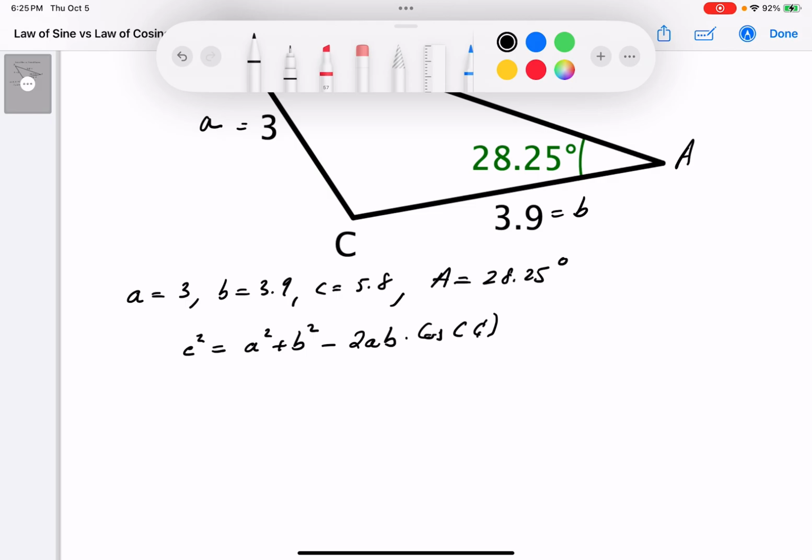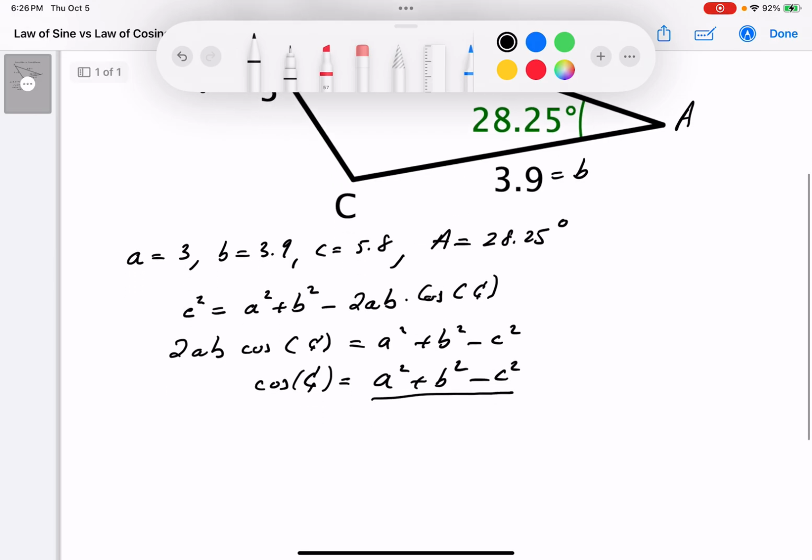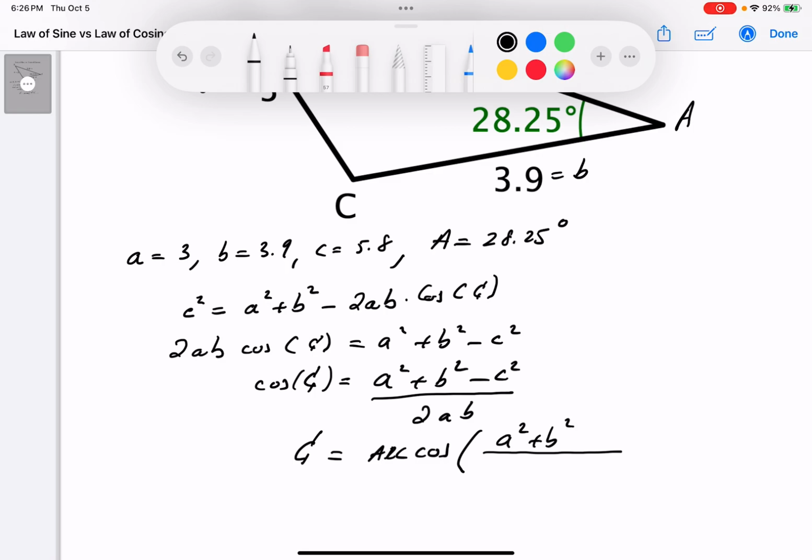And what do you get? 2AB cosine of angle C equals A squared plus B squared minus C squared. A lot of students complain this is too much work. I don't think it's that much work because I'm not doing any computation at this point. I'm just manipulating things. That's over 2AB. So if this is an exam question, I'd write down C equals arc cosine of this quotient, A squared plus B squared minus C squared over 2AB.